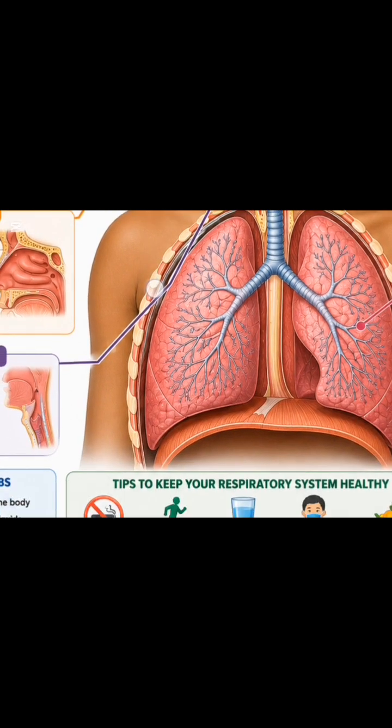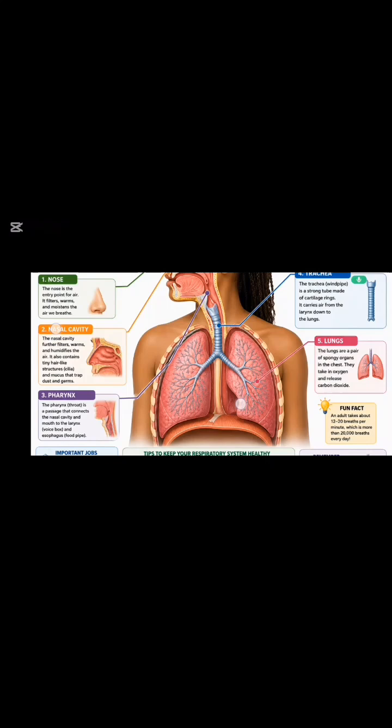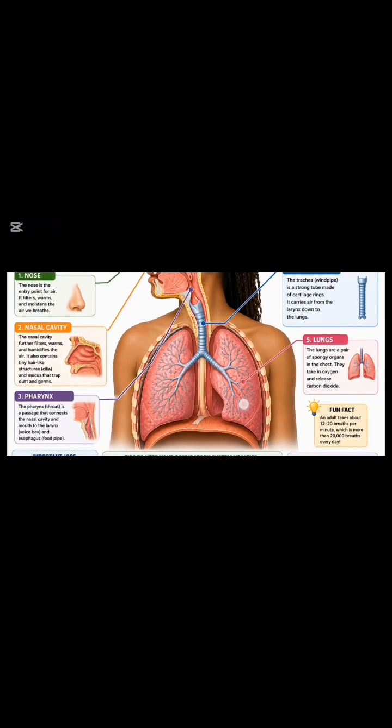The pharynx, which is known as the throat, is a passage that connects the nasal cavity and the mouth to the larynx, which is the voice box, and the esophagus, which is the food pipe. The pharynx has three parts: the nasopharynx, oropharynx, and laryngopharynx.